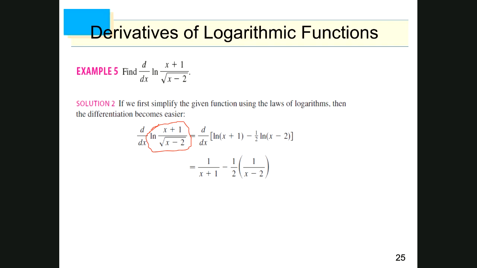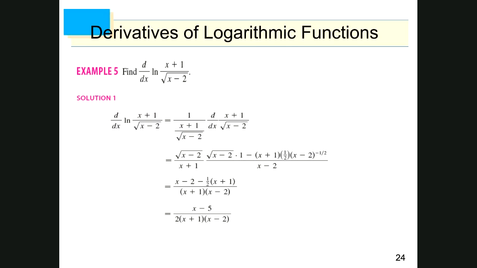You know the laws of logarithm. ln of a over b is ln of a minus ln of b. Just apply the laws of logarithm there. You see it becomes easy to differentiate, all right? And simplifying this also becomes easy. Look at the previous solution.